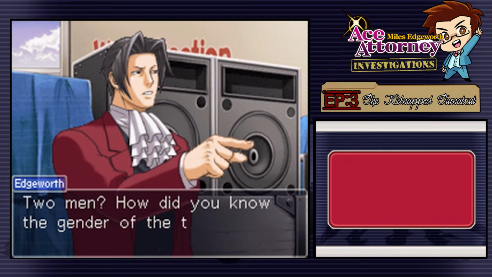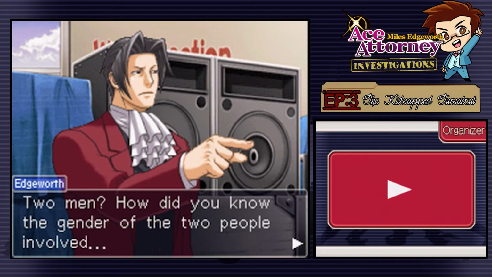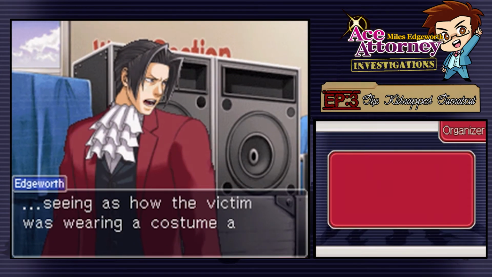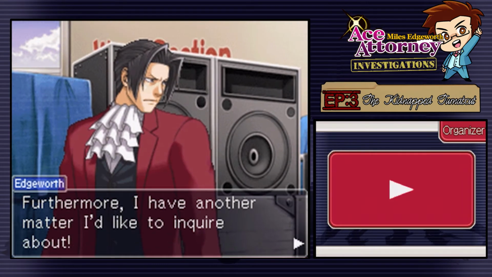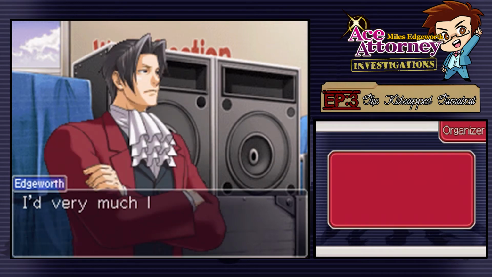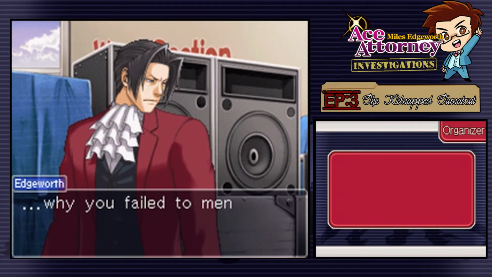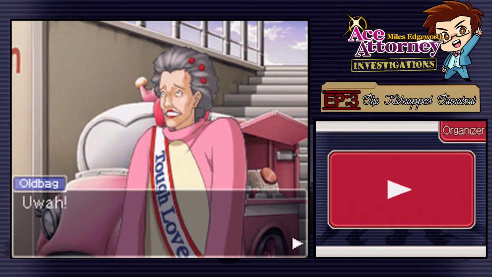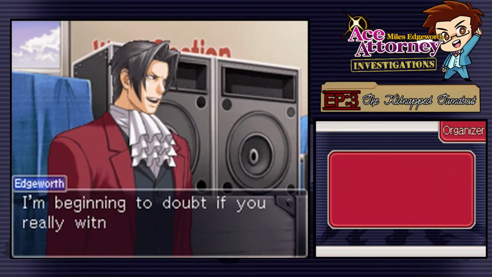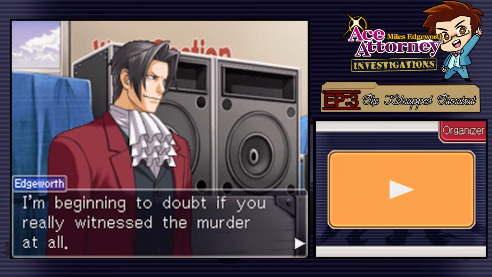Two men? How did you know the gender of the two people involved? Seeing as how the victim was wearing a costume at the time. Furthermore, I have another matter I'd like to inquire about. I'd very much like to know why you failed to mention the costume in your testimony. I'm beginning to doubt if you really witnessed the murder at all.